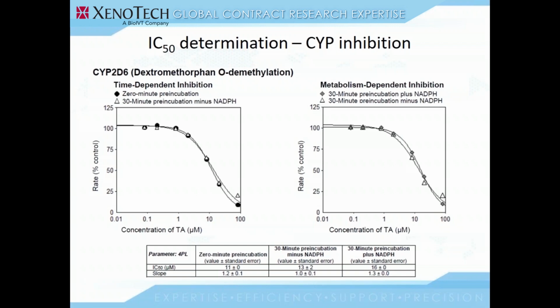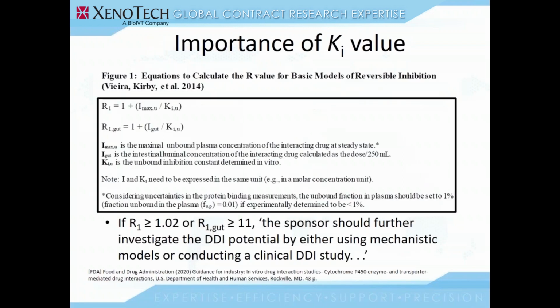So where do we go from here? We will need to determine a Ki value, which is the affinity of the inhibitor for the enzyme. This Ki value is also required to determine clinical significance of direct inhibition. The FDA and EMA recommend that you calculate the R1 value associated with reversible inhibition. The Ki value required in the FDA guidance basic model can be used to determine the maximum total free systemic inhibitor concentration in plasma that would trigger clinical significance.